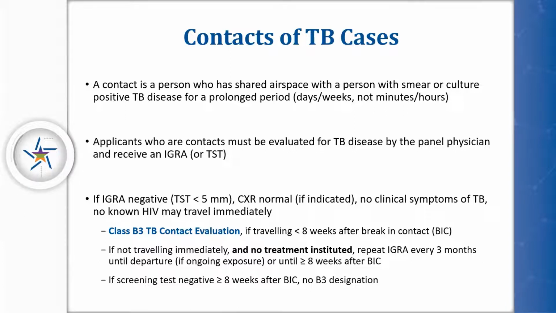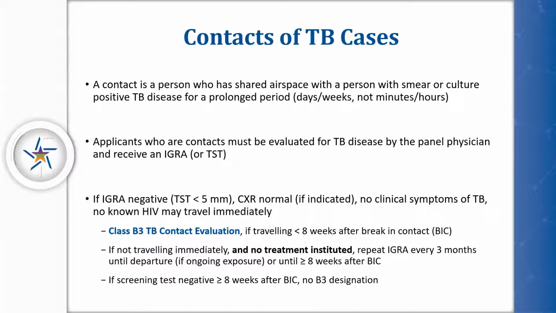If the child immigrates to the US sometime before that 8 weeks, and there was a strong enough indication that there was contact with an infectious case, we may start the child on treatment here in the US. But we need this information that you provide. So remember, this is a class 3 TB contact evaluation.